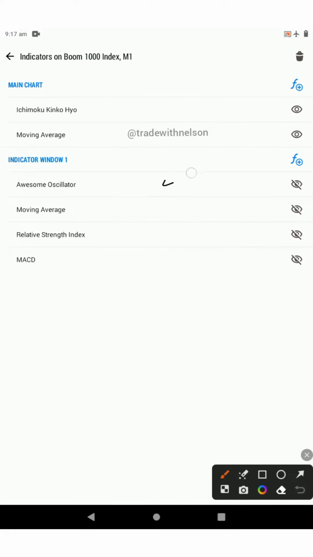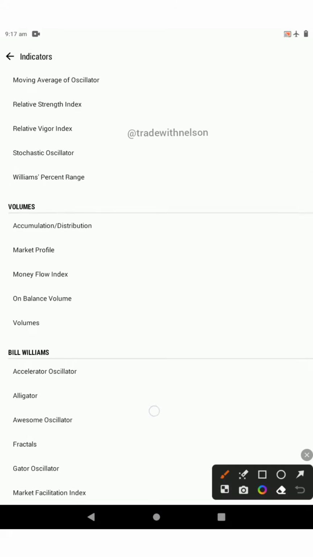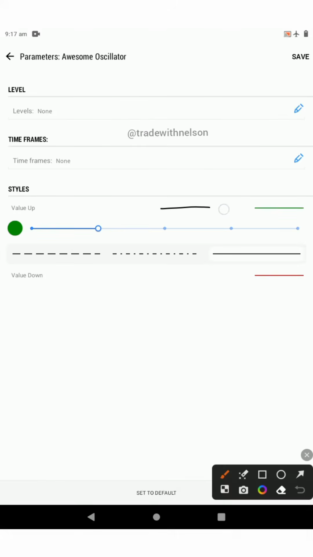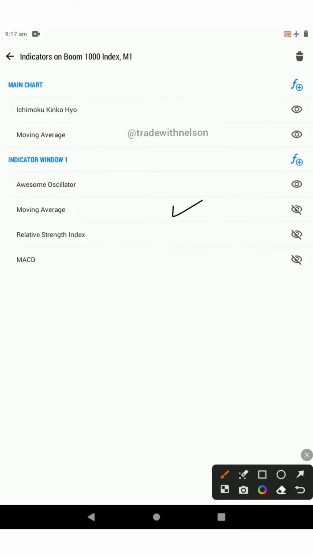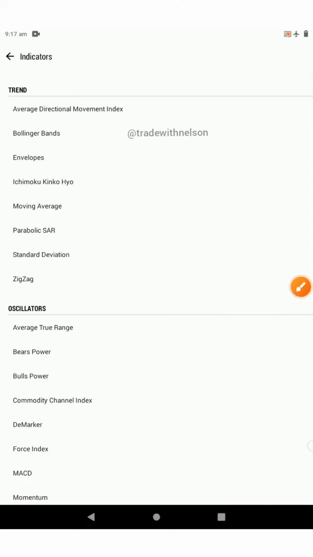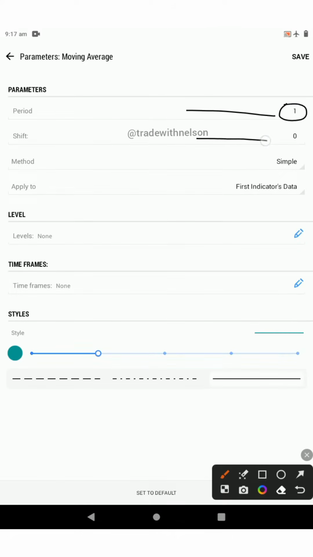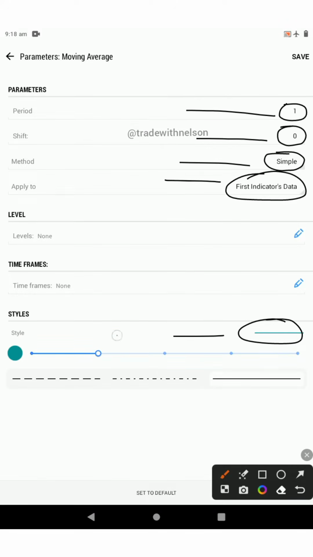The next indicator is the Awesome Oscillator. To select that, click on the F icon on the main chart, Awesome Oscillator. Make the up value green, the down value red, and select pixels of your choice. After that, click on save. The next indicator is the moving average. To select that, click on the F icon on indicators Window 1, moving average. Make the period 1, shift 0, method simple, apply to first indicator's data. For the styles, make it a color of your choice and make it 2 pixels. After that, click on save.